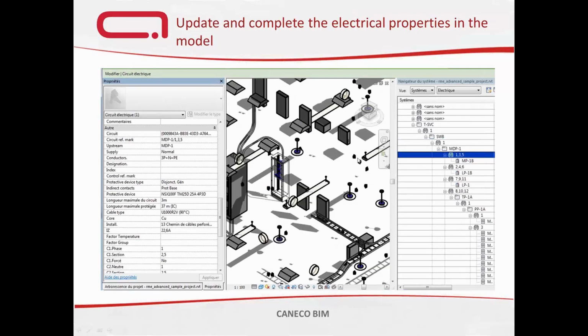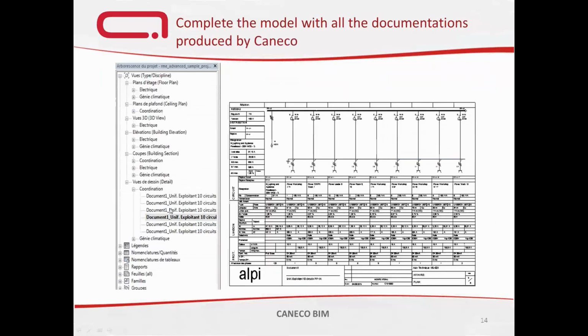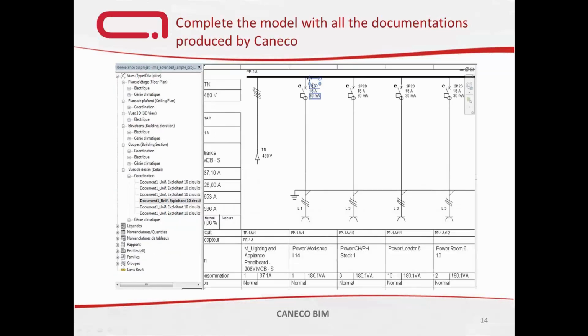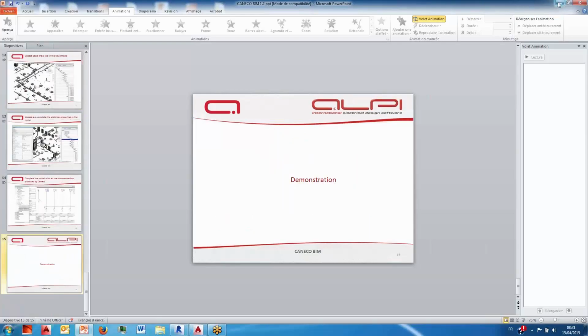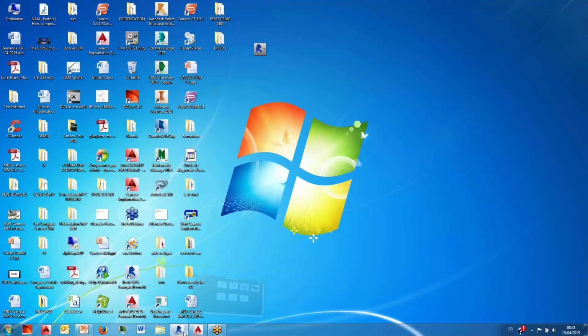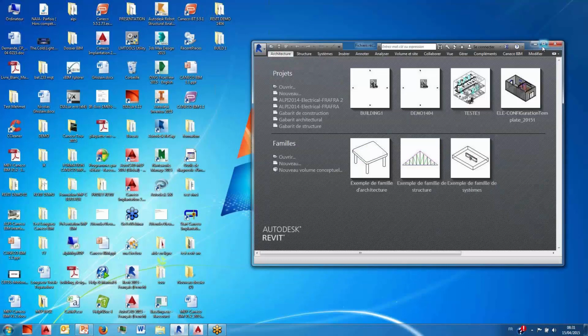So of course you have this functionality for the circuit and all the equipment that we recognize. And you can also complete the Revit model with all the documentation produced by Caneco. I mean schematics, lists of material and things like that. And the schematic can be modified with Revit tools. So that's how it works. So let's see now with a little example how it works exactly.